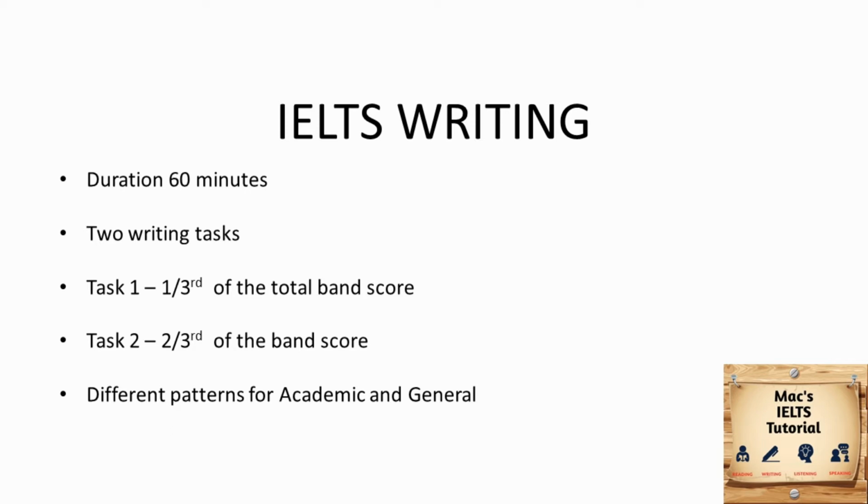That is, if you are scoring a band 7 in task 1 and band 8.5 in task 2, then your overall band score will be an average of 7 and 8.5 and 8.5. That is 7 plus 8.5 plus 8.5 divided by 3. And hence your overall band score would be 8.